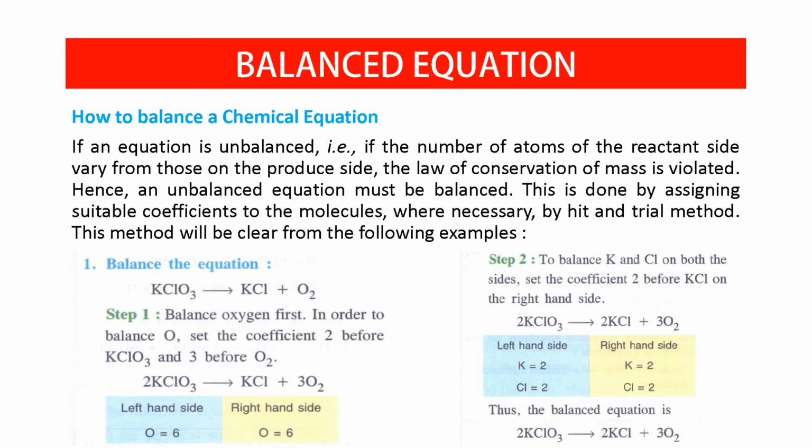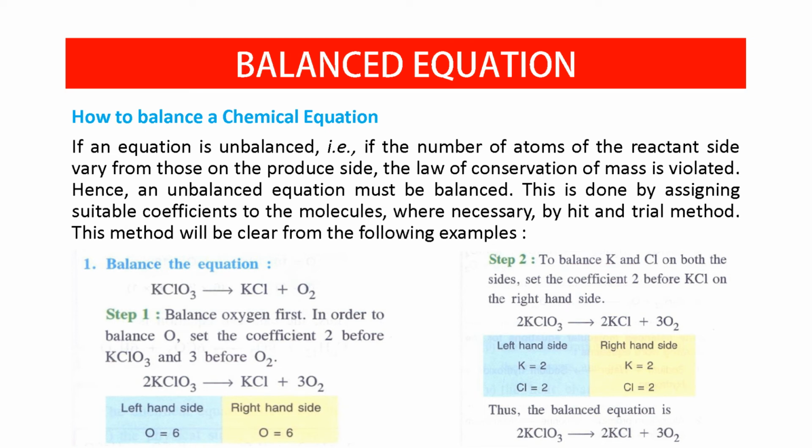So this equation is not balanced because on the reactant side there are 3 oxygen atoms and on the product side there are 2 oxygen atoms. To balance the equation, we multiply the formulas with numbers. Like in this example, we multiply potassium chlorate by two.